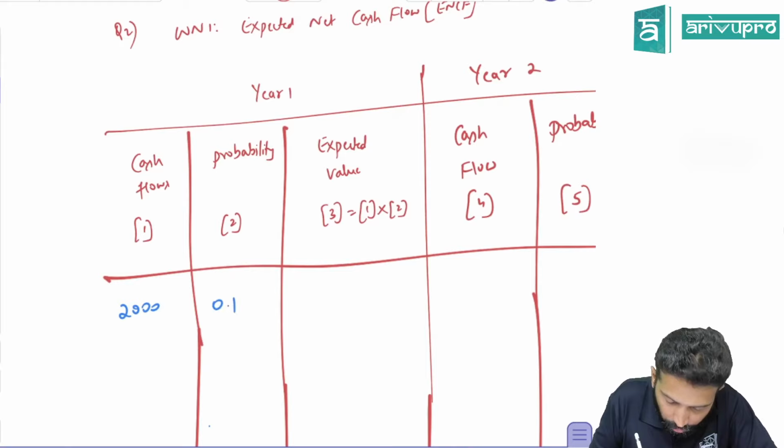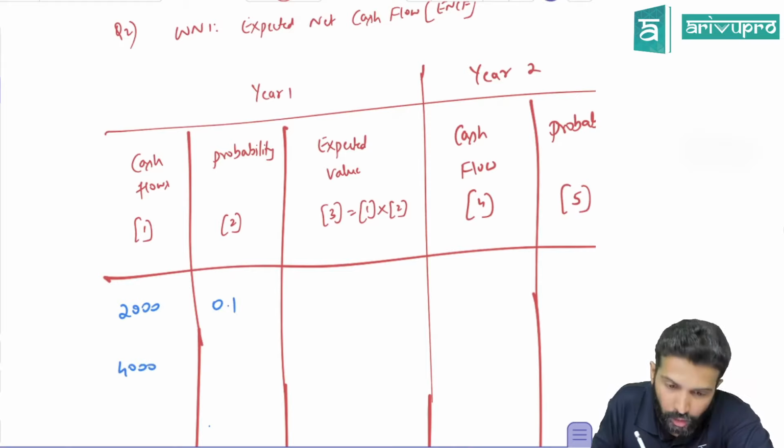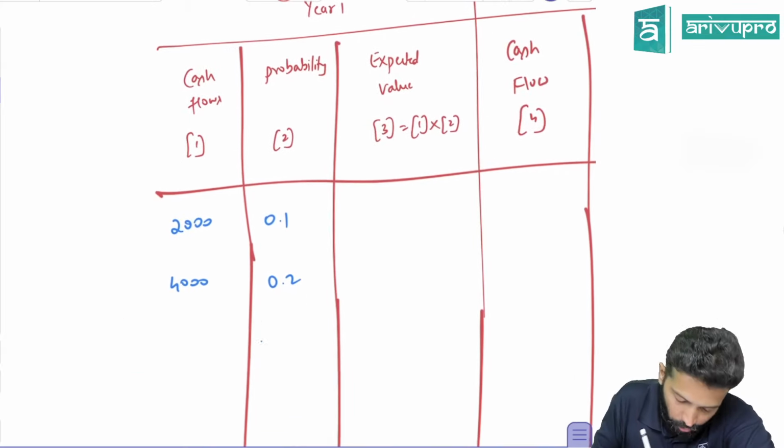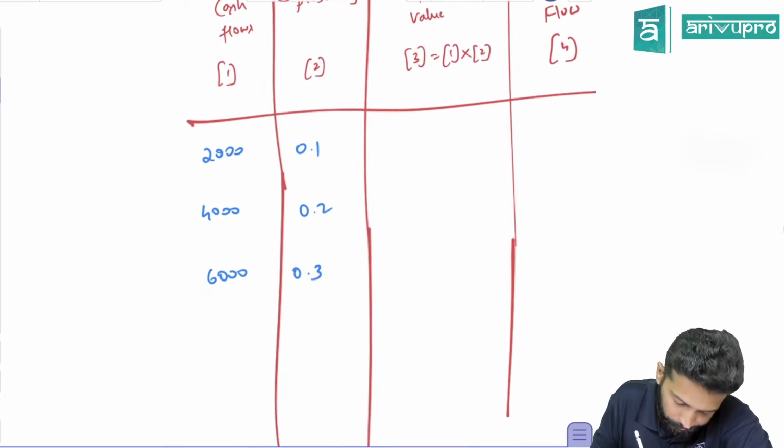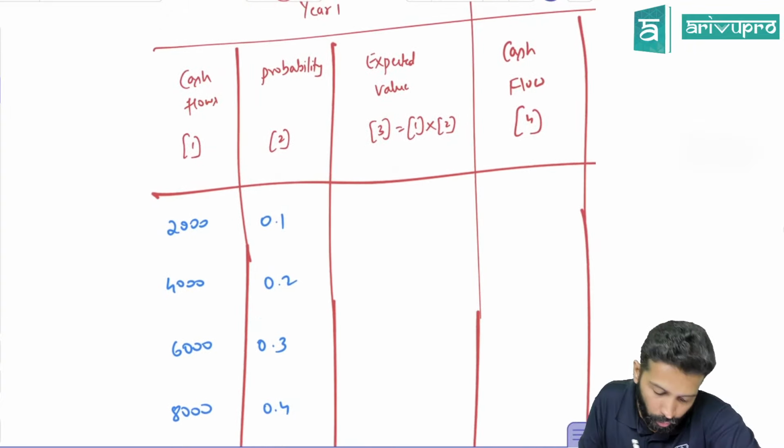2000, and there is how much percentage chance of that 2000 happening? 0.1. And then it is 4000 and 0.2. I'm copying all this from the question. 6000 and it is 0.3 here. 8000 and 0.4. What does this 0.1 mean, sir?